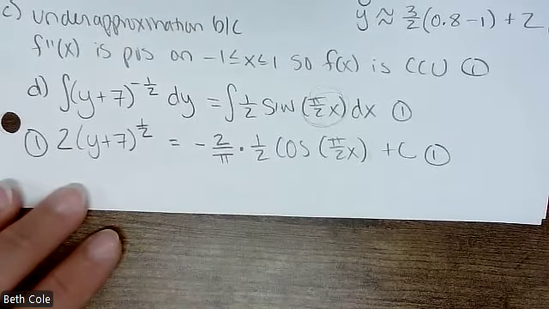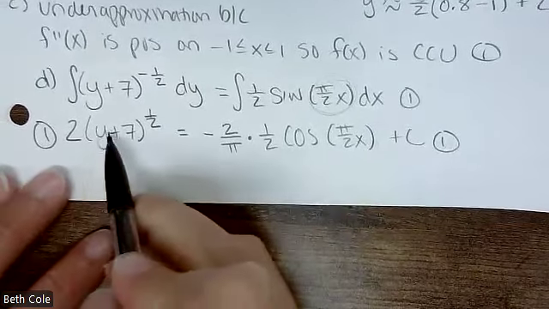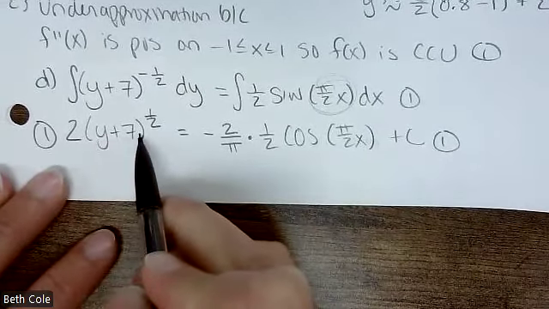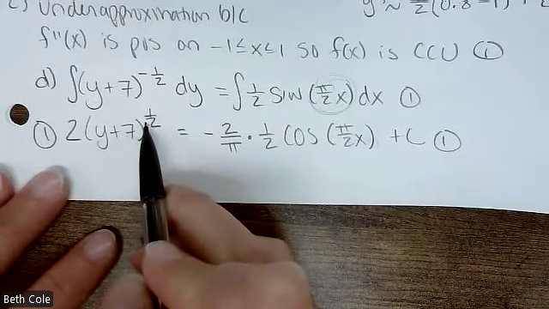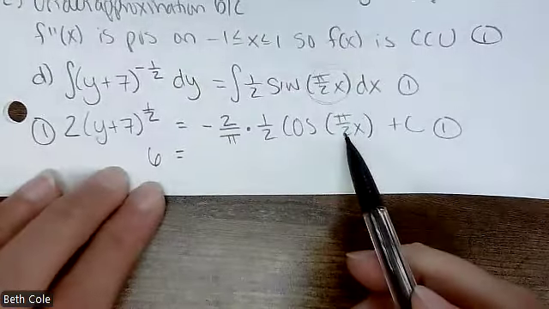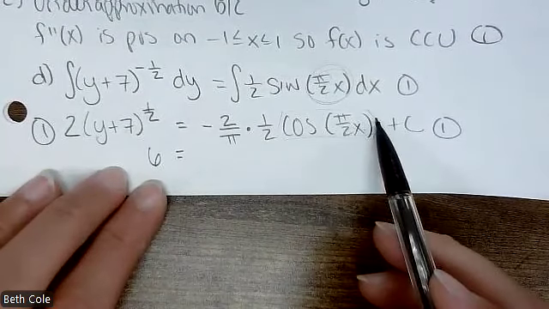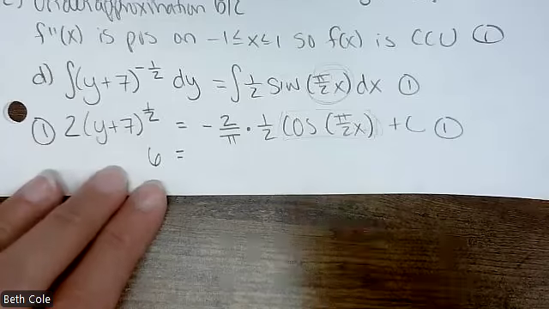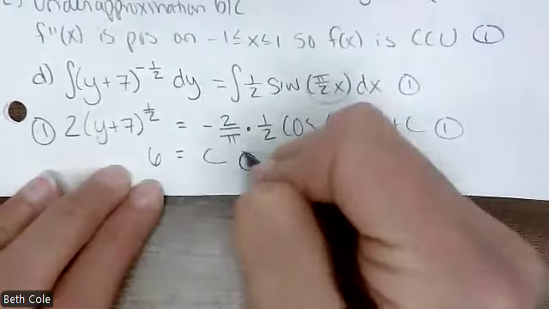Okay. What was our initial condition? Forgot at this point. 1 is 2. Oh, did you guys get through that? Yeah, nice. Okay. So we're going to plug in 1 for x and 2 for y. 2 plus 7, 9 to the 1/2. That means square root. So square root of 9 is 3 times 2, 6 equals. Okay. Cosine of pi over 2. We're plugging in 1 here. Cosine of pi over 2 is 0. Good. So this whole thing goes to 0 plus c. So c is 6. You get a point for that.